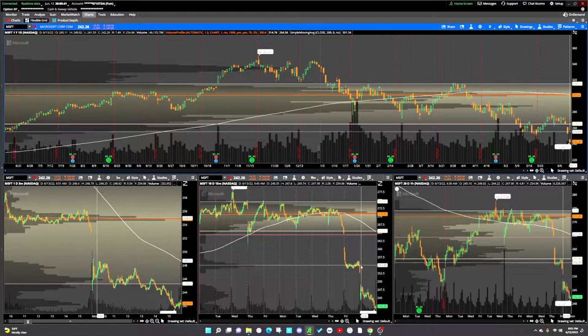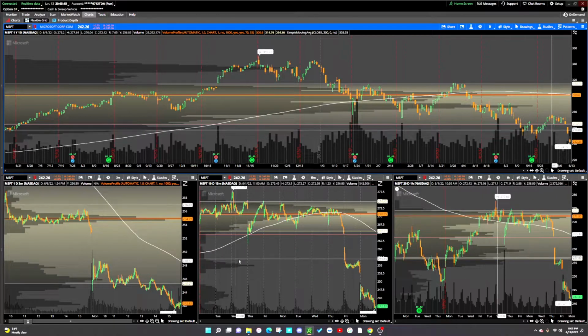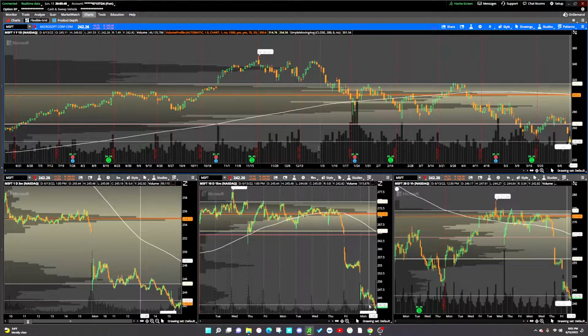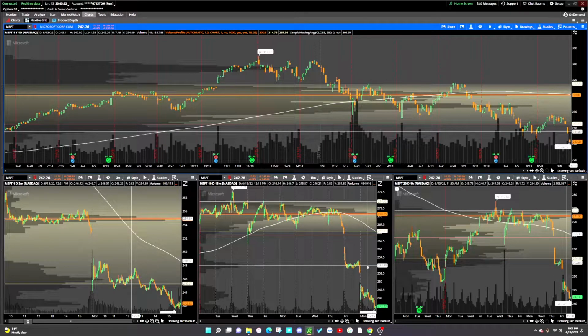If we made it pass through here, this is called overhead supply, right? We got this volume node, price trading below it. If price can return up here, there's going to be some people who attempted to buy the dip and it didn't work out. So they might finally say, hey, I'm at break even, get me out of this trade.